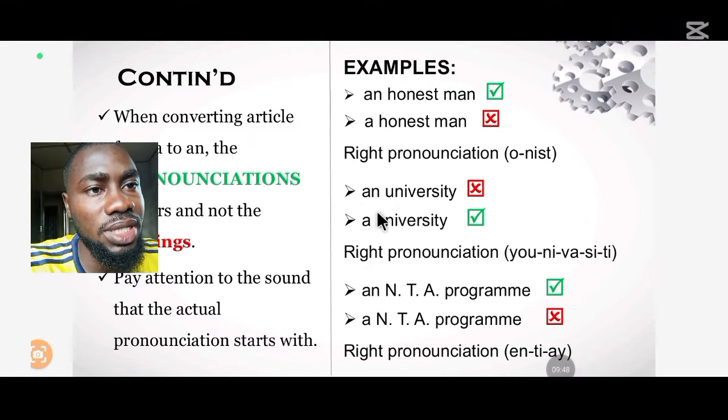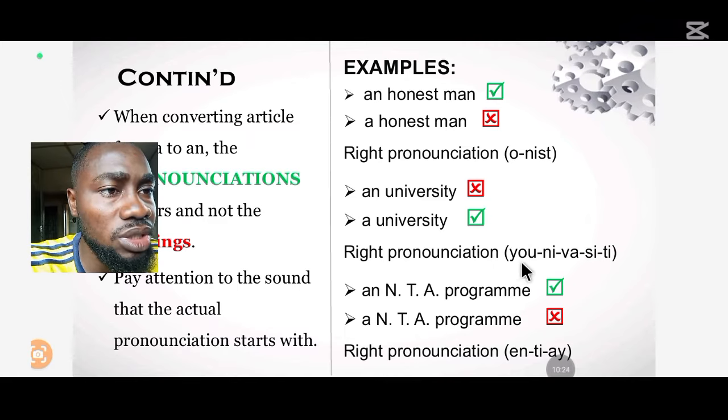Moving on, the second says "an university", which is wrong. "A university" is correct. The right pronunciation is "university". Our main focus is the first syllable, which is "U".